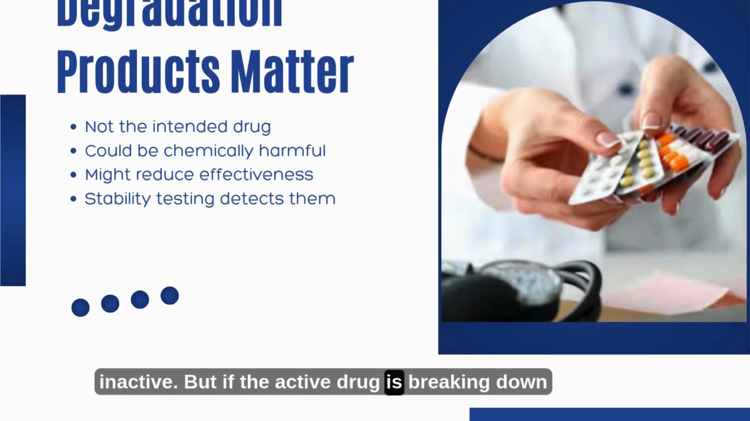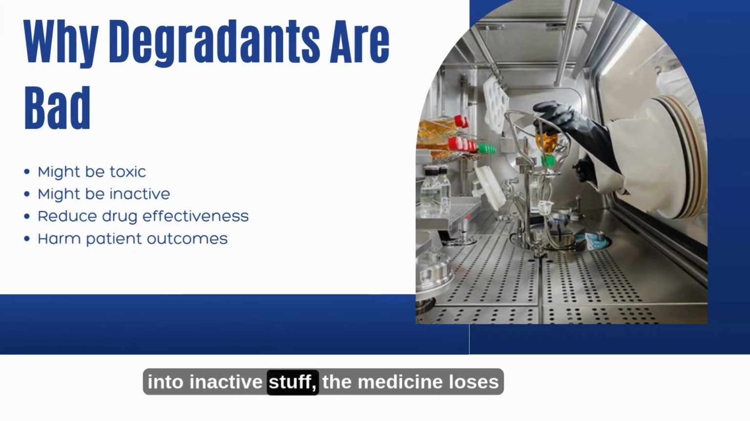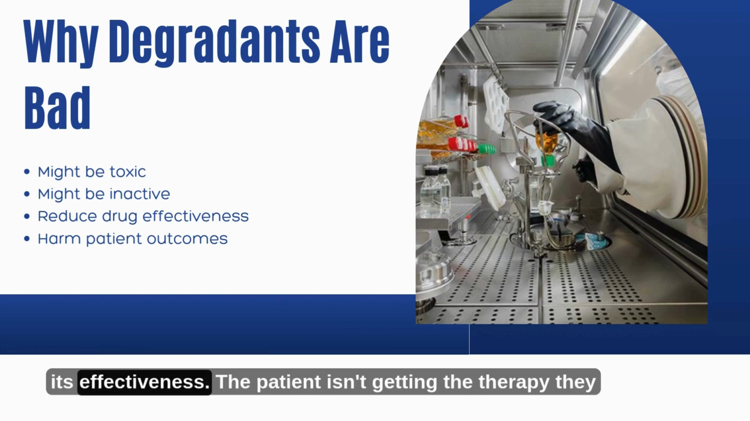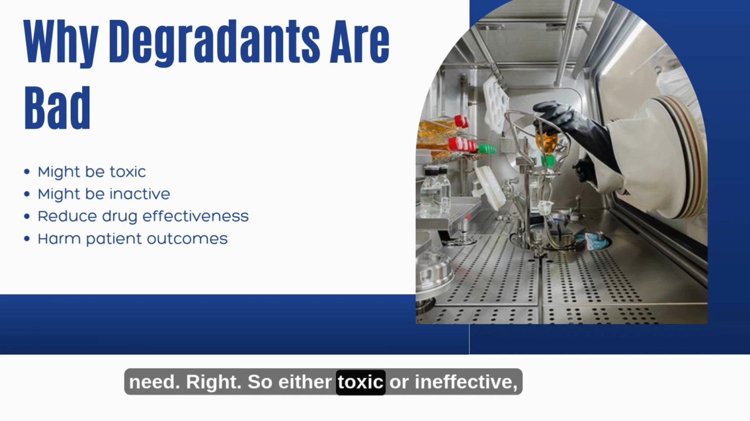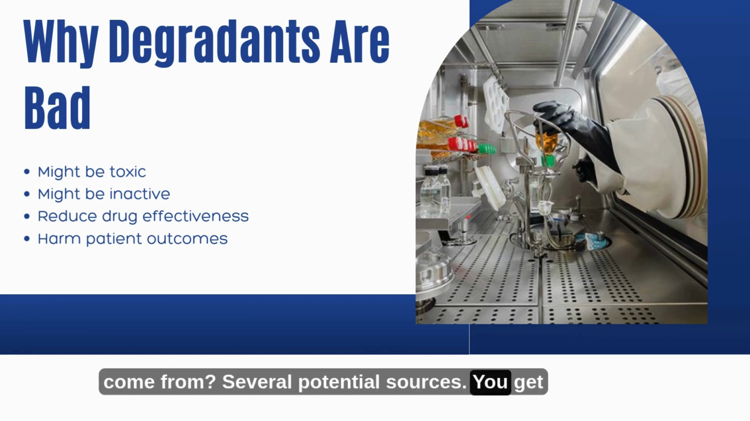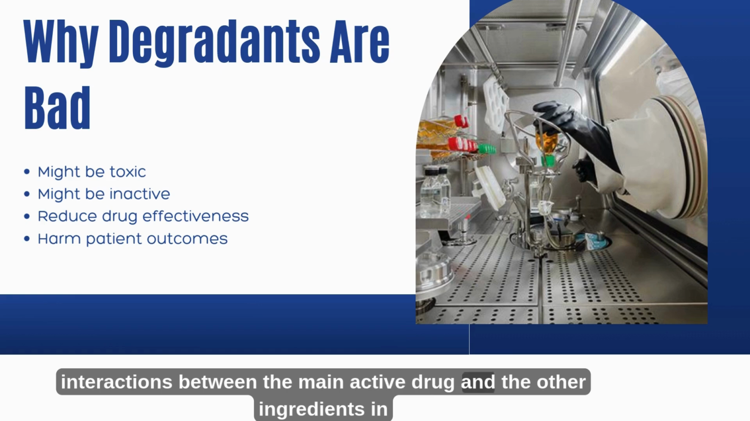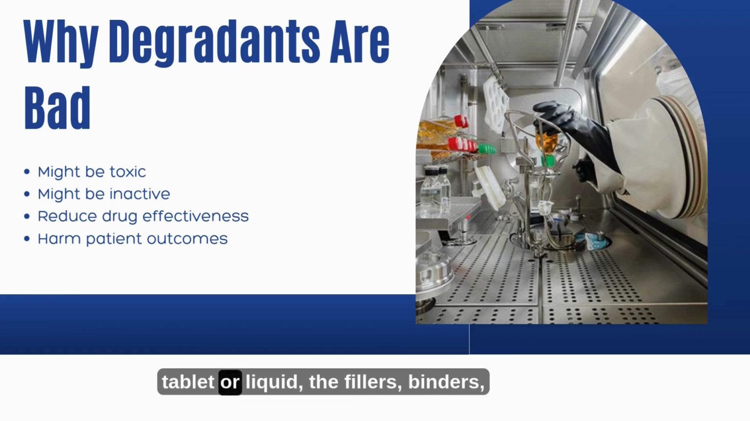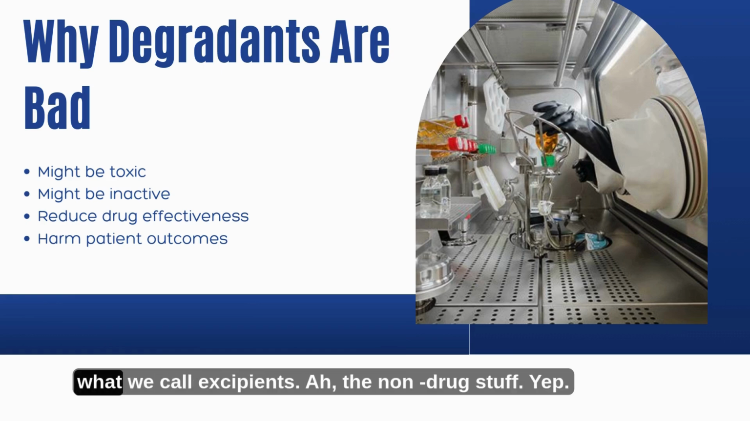But if the active drug is breaking down into inactive stuff, the medicine loses its effectiveness. The patient isn't getting the therapy they need. Right, so either toxic or ineffective, neither is good. Where do these degradants actually come from? Several potential sources. You can get interactions between the main active drug and the other ingredients in the tablet, or liquid, the fillers, binders, what we call excipients. Ah, the non-drug stuff. Yep.